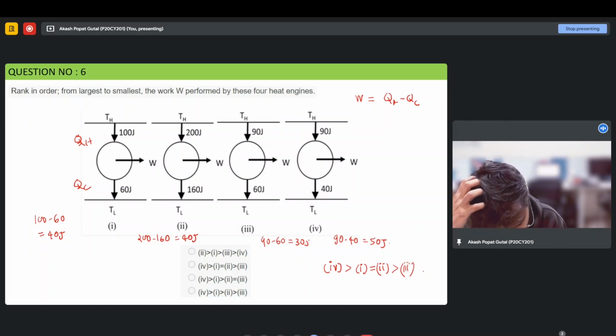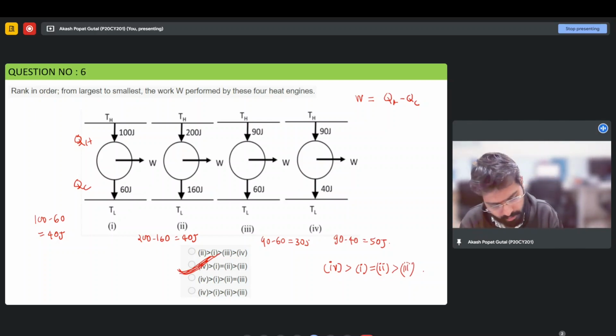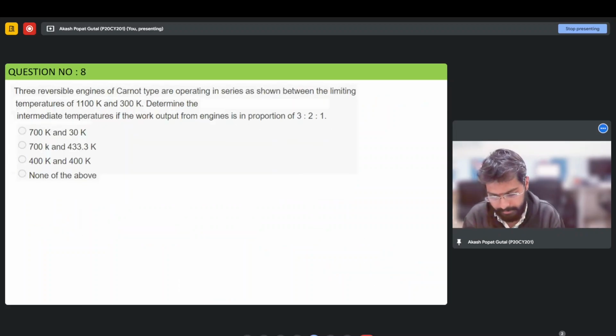And this option is option number two. Fine. The next question. We'll move towards the next question. Okay. Seventh question we will do later.